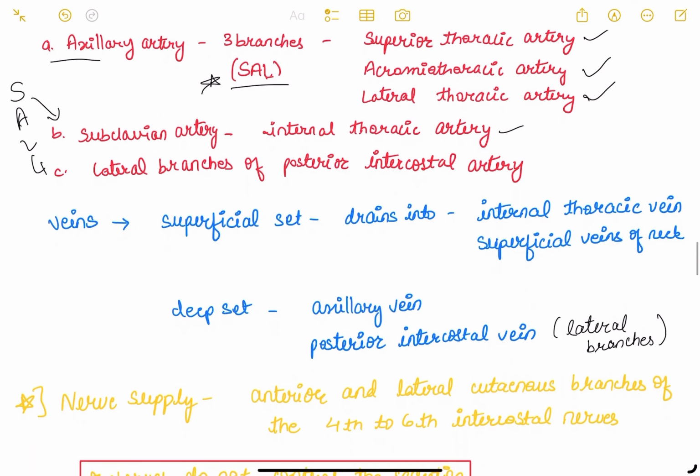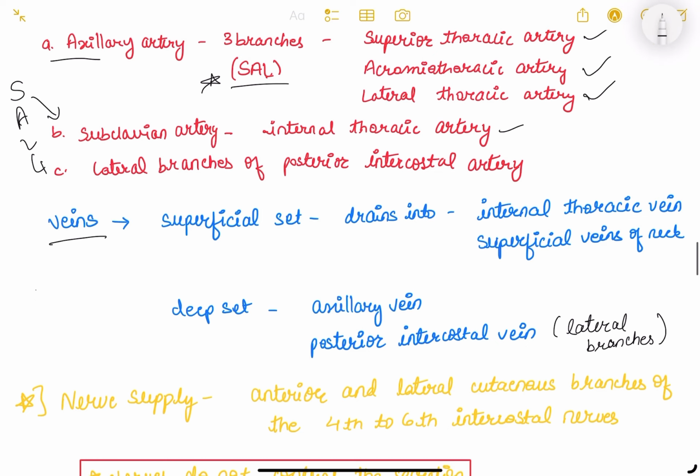Moving on to the venous drainage. Now we know that the veins are always going to be following the arteries. What happens in the breast is that the veins are first going to converge towards the base and form a venous circle, and after formation of this circle the veins are going to run in 2 sets, superficial and deep sets. Okay, so the superficial set is going to drain into the internal thoracic vein and superficial veins of the neck.